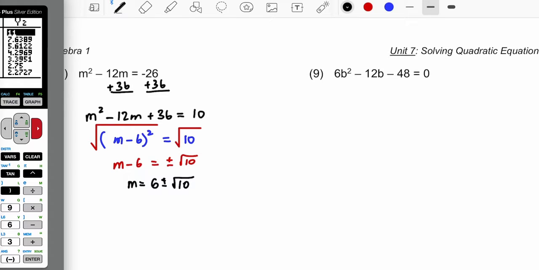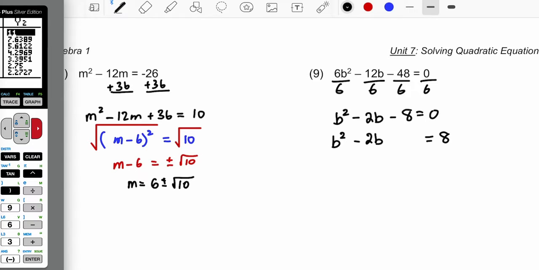Number 9, we have a leading coefficient. Whenever you have a leading coefficient, among your first steps should be to divide every term by whatever the leading coefficient is. All right. So in this case, it's 6. So I'm going to get b squared minus 2b minus 8 is equal to 0. I'm going to add the 8 to both sides. B squared minus 2b equals 8. I'm going to take my b value, negative 2, cut it in half, negative 1, square it, positive 1. Add that to both sides.